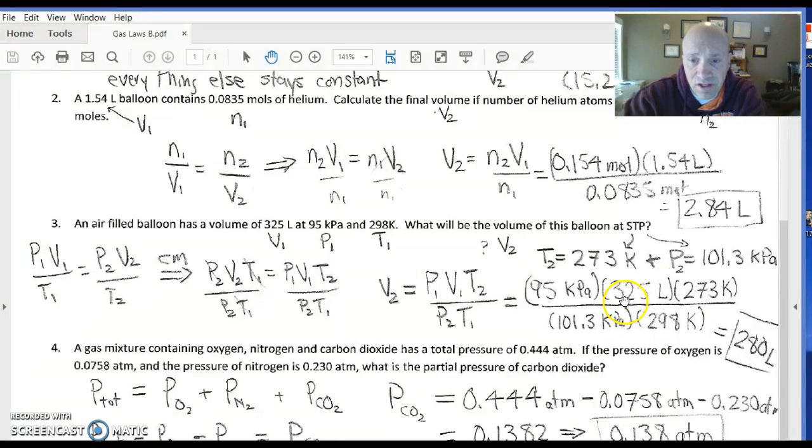And one thing about sig figs, notice that the value that has the fewest number of sig figs would be this one right here. There's only 2 sig figs in that, therefore your answer should be rounded to 2 sig figs, which would be 280 liters.